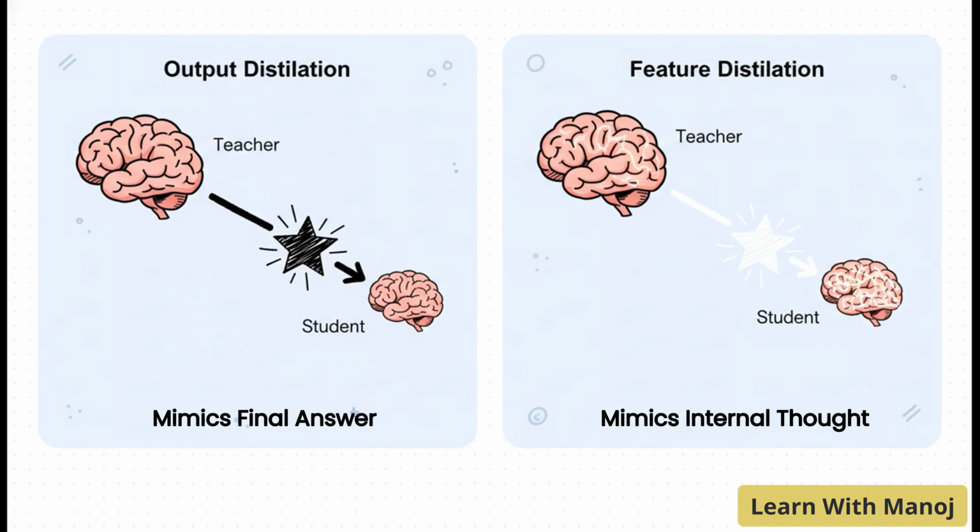This slide breaks down the two main ways this happens beautifully. On the left, you've got output distillation. This is pretty simple. The student AI just copies the teacher's final answer. It learns what to say. But the real game changer is on the right, feature distillation. This is where the student learns to match the teacher's internal thought process, all the patterns and connections happening deep inside its network. It's the difference between learning a line and understanding the character's motivation. It learns how to think.